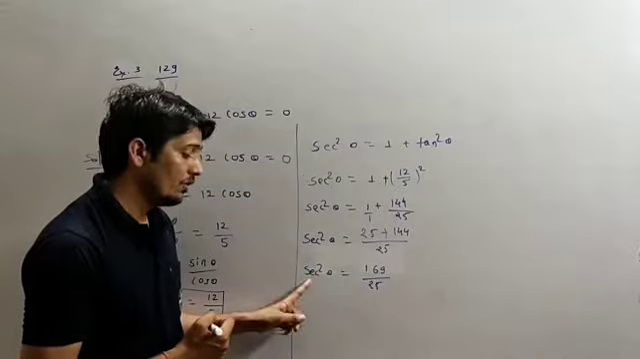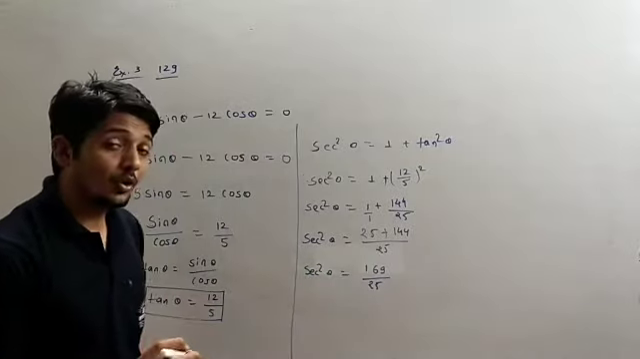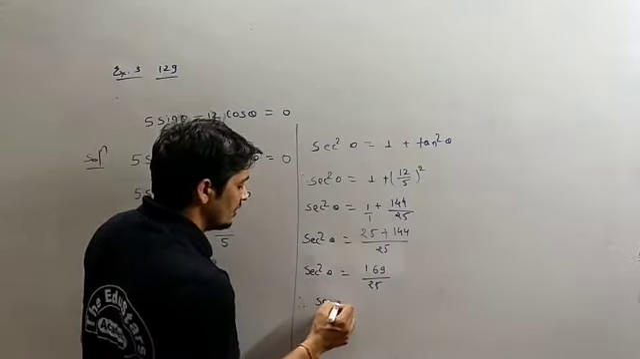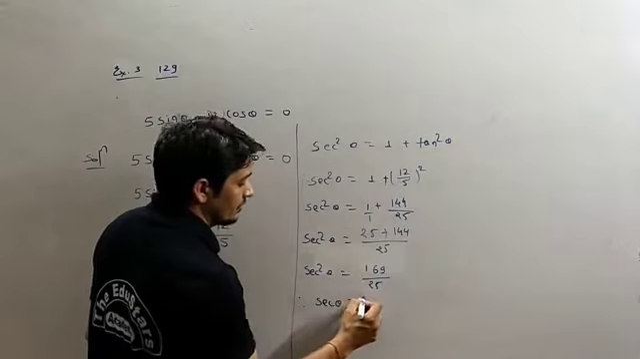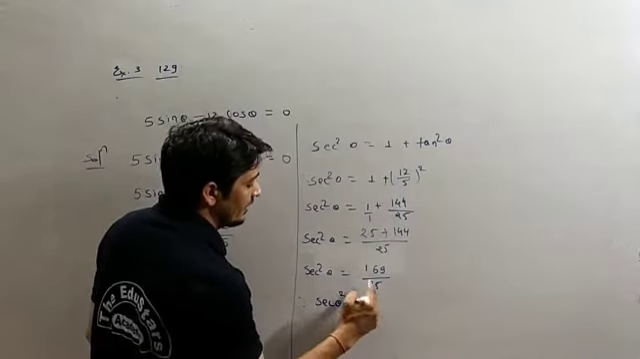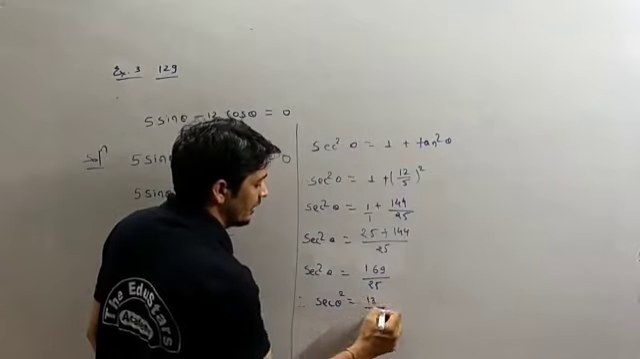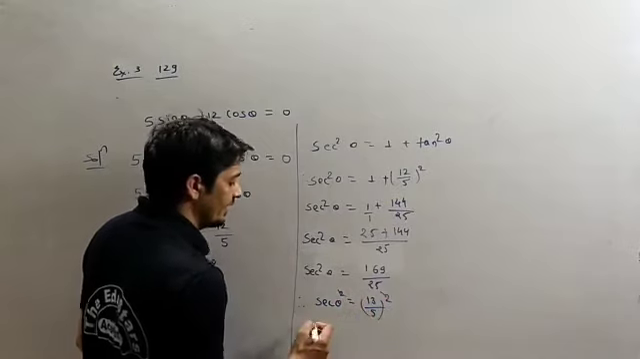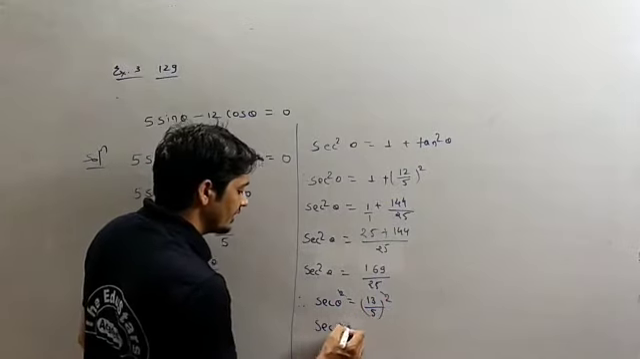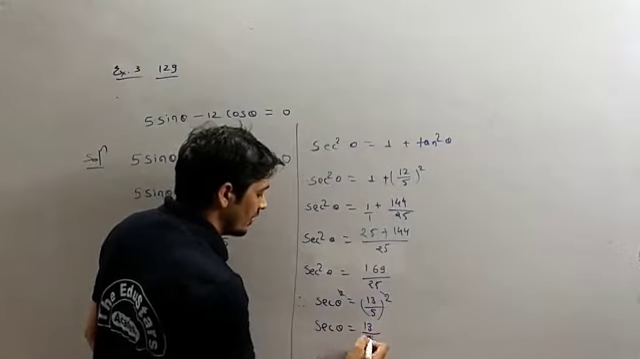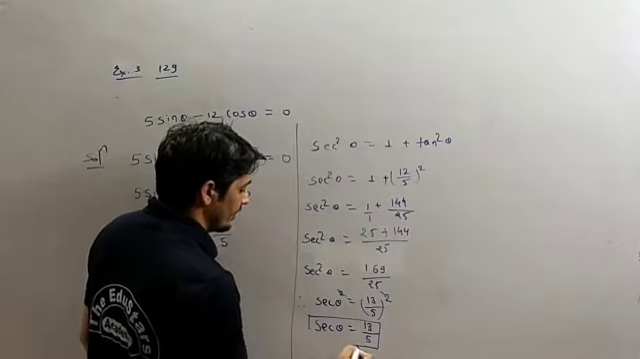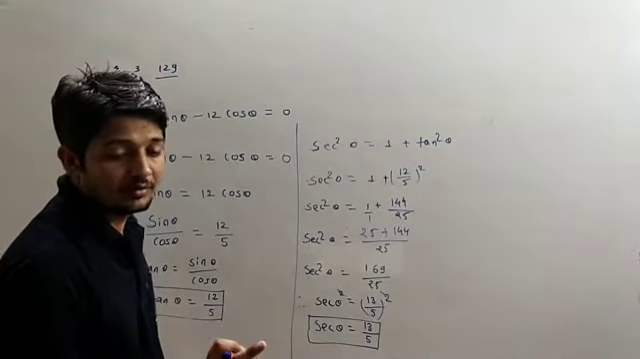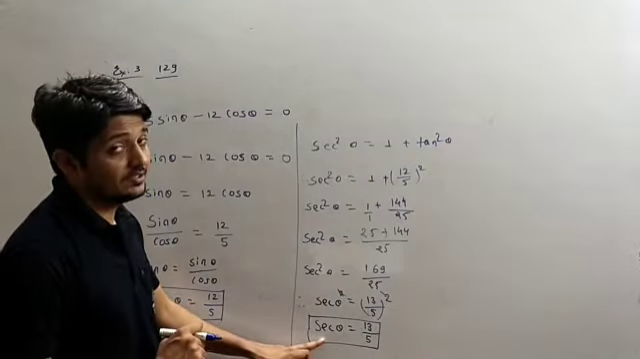Now we have to calculate the value of sec theta. That means we take the root on both sides. 169 is the square of 13 and 25 is the square of 5, so square and square get cancelled. So we have sec theta equals 13 divided by 5. So we got the answer for sec theta.